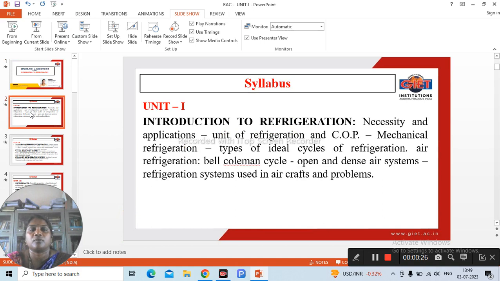In this part, we cover the necessity and applications, the units of refrigeration, COP, mechanical refrigeration, and the different types of ideal cycles of refrigeration. Next, the Bell Coleman cycle, open and dense air systems, and the refrigeration systems used in aircraft, and the problems. These are the applications of the air refrigeration system.